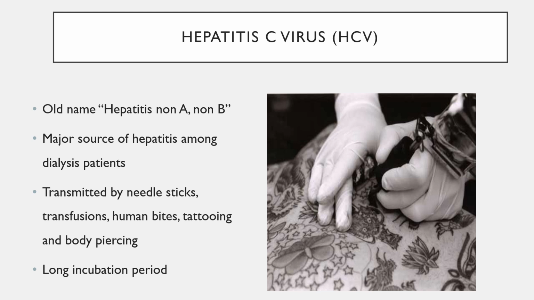It has a long incubation period of about 2 to 26 weeks, and the mortality rate is 0.2 to 0.4%. 85% of people that have hepatitis C become chronically infected, and about 30,000 people in the U.S. become infected every year. The World Health Organization estimates that 3% of the world's population has been infected with hepatitis C virus.